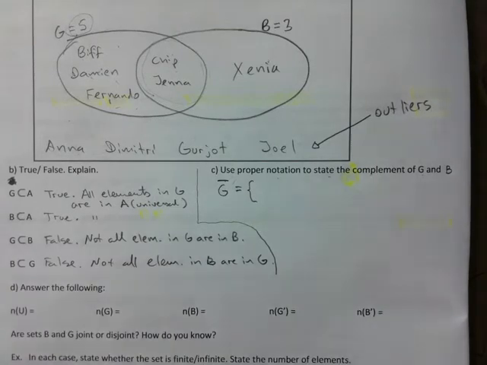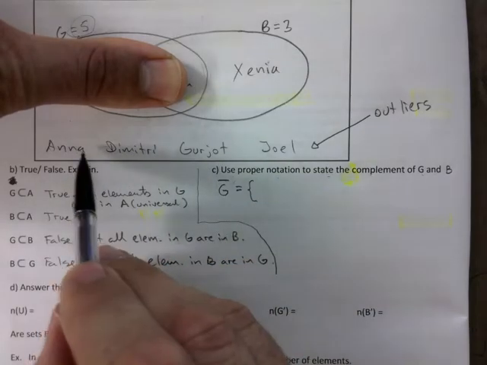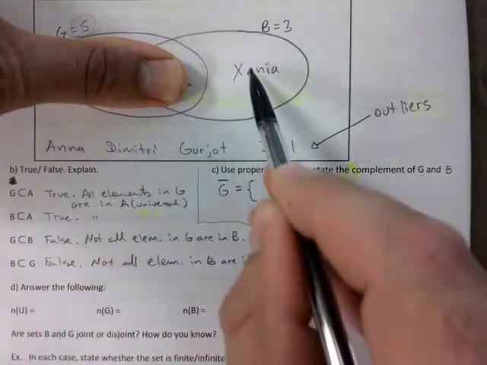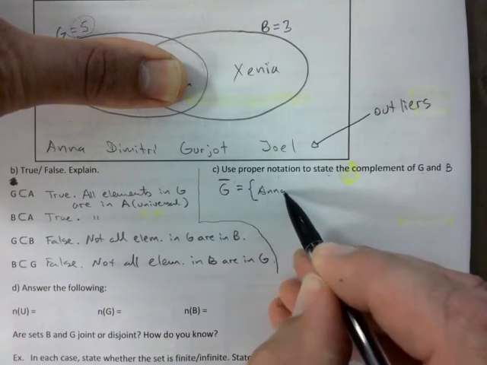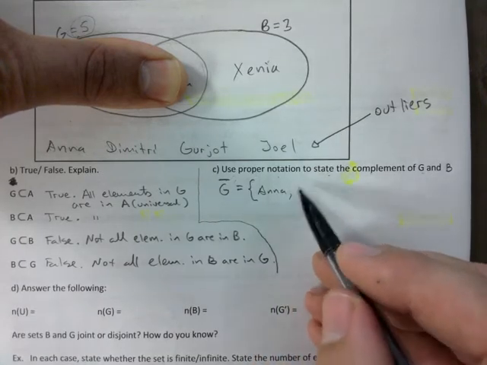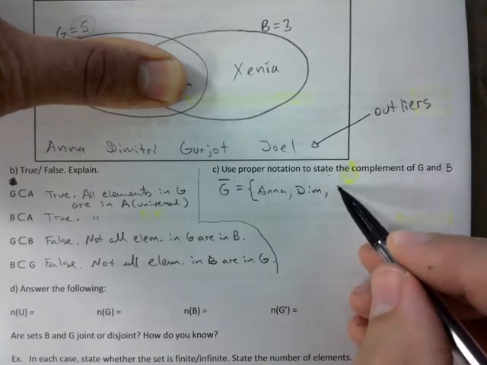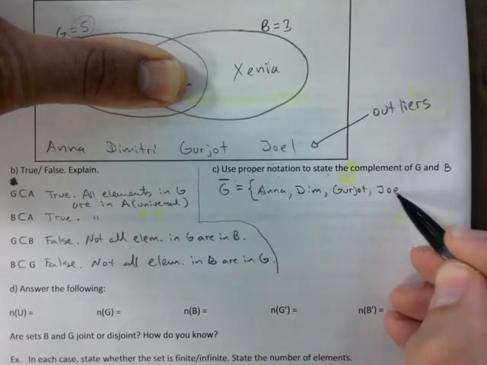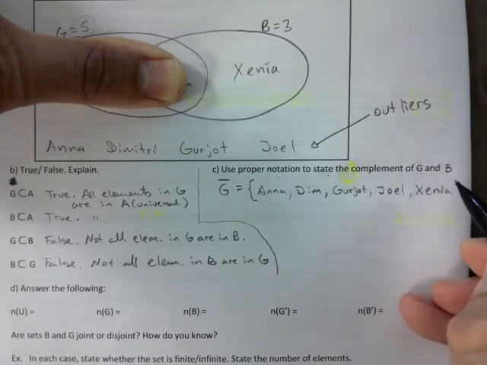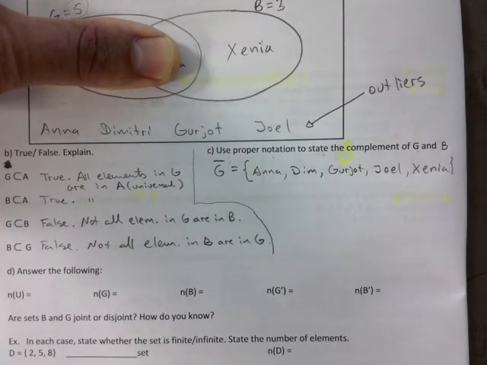So follow me. My thumb is perfect for this because it covers everything. If I don't want what's in G, then I gotta go like this. I gotta cover up G, and then I'm left with everything else. That is what not G is. And I have to do that in alphabetical order. So Anna, I will usually be pretty good with giving you names that are easy to arrange. Dimitri, I'll just shorten them a little bit. Gurjot, Joel, and Xenia, or Xenia. Okay, so that's not G.